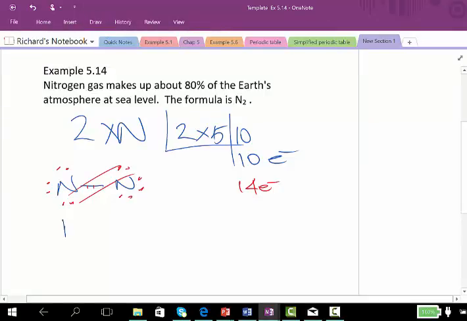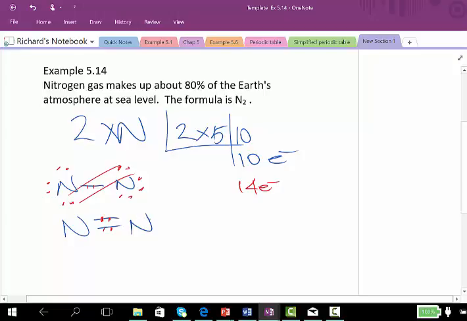So I'm going to add a bond. So I have a double bond between the nitrogen atoms. And now I'm going to put the dots on the lines I've drawn connecting the nitrogen atoms. It's a double bond. There are 2 bonds. Every chemical covalent bond is 2 electrons. So I put the dots on those bonds.